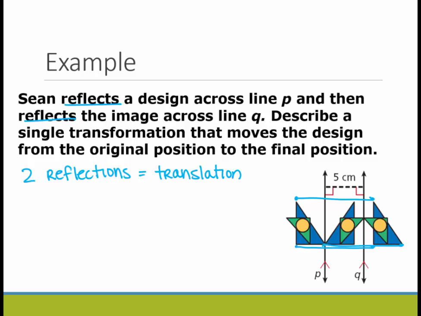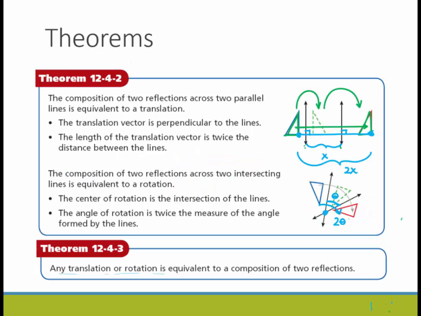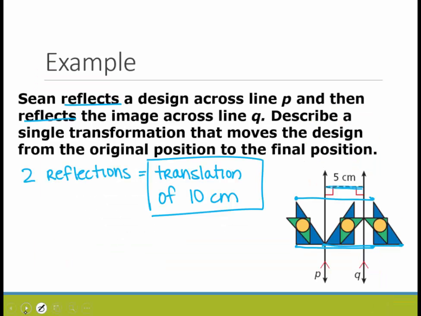And if I want to describe this, they told me the distance between these two parallel lines is 5 centimeters. This translation has to be double that. So translation of 10 centimeters is what will get us to that final position. And remember, that just comes from this theorem, that whatever this distance is between these two parallel lines, double that is the distance the entire shape moved.